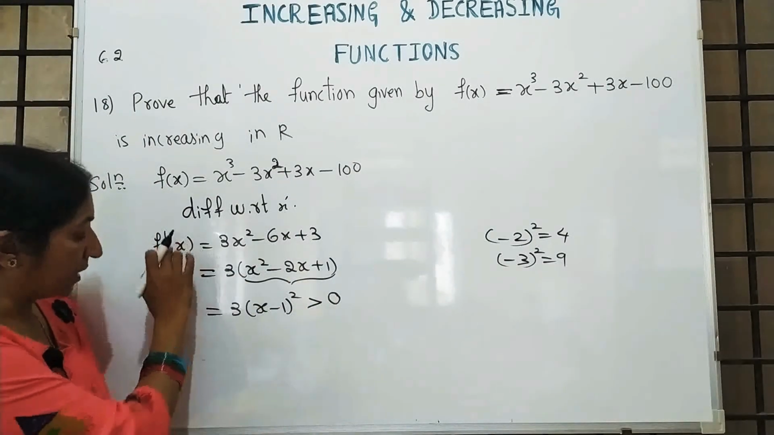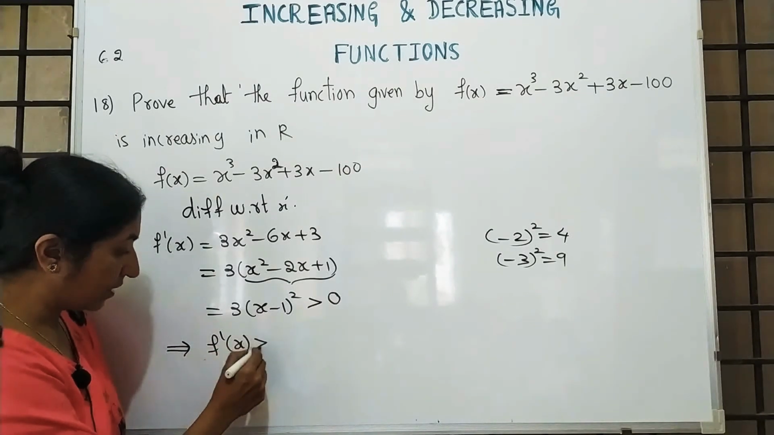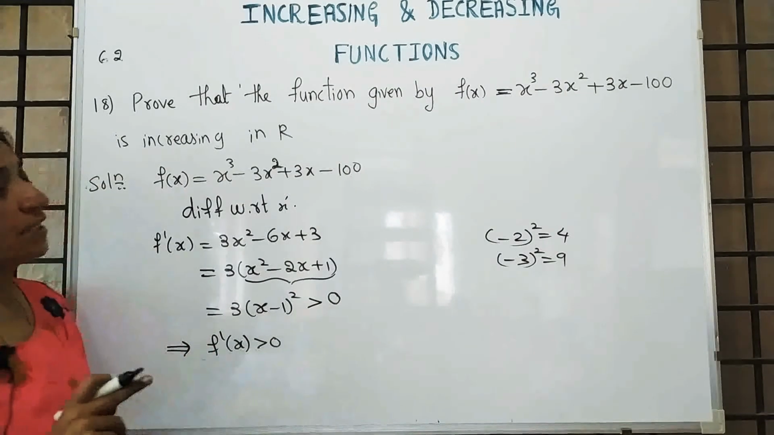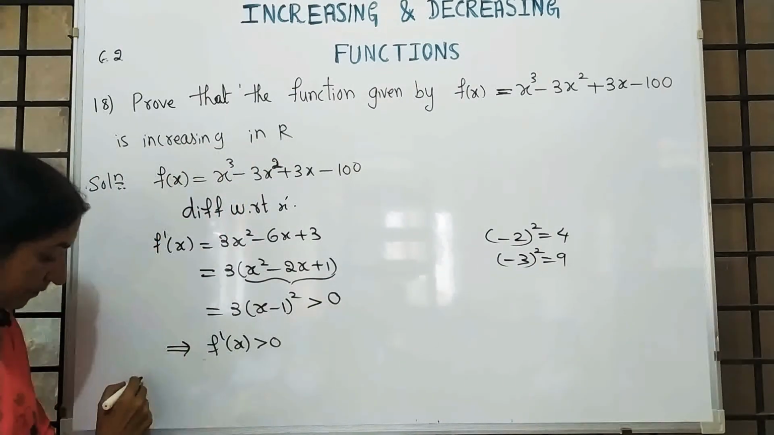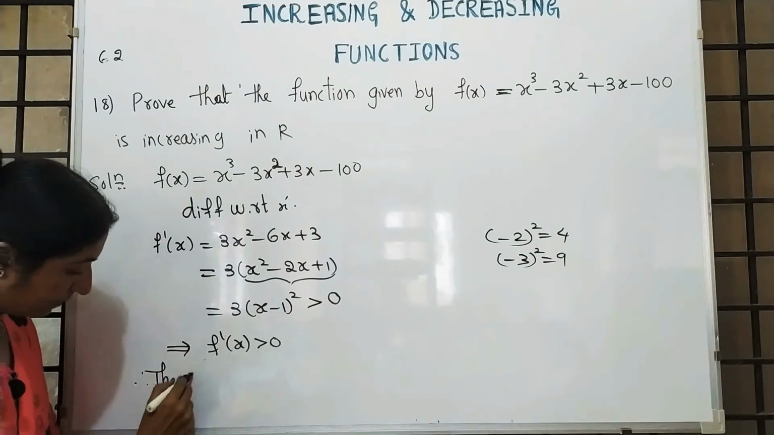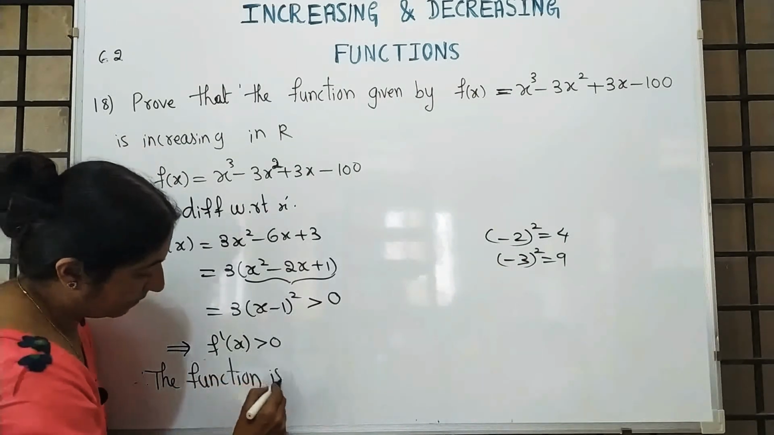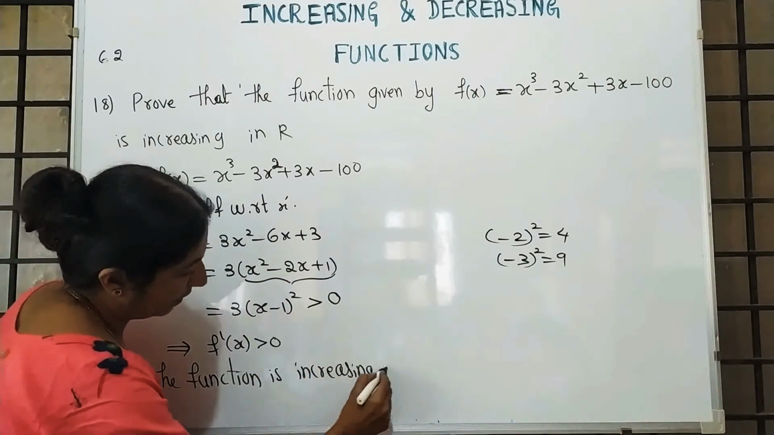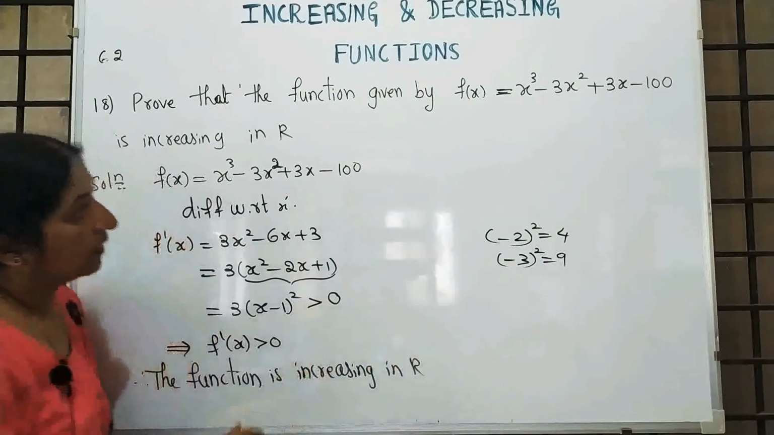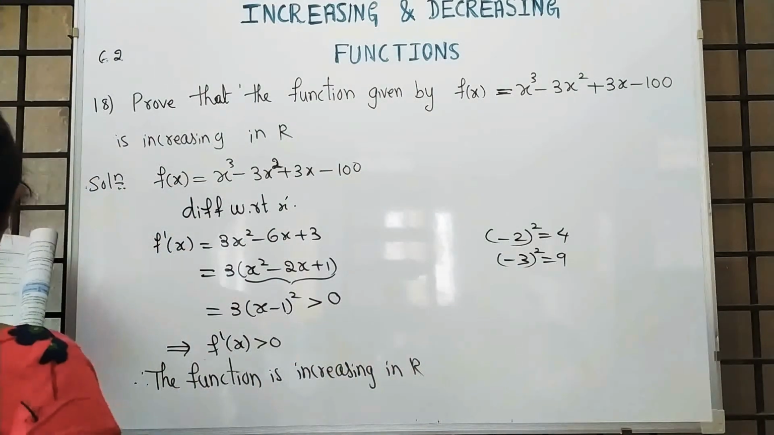And this value is nothing but the first derivative, which implies the first derivative is greater than 0. If the first derivative is greater than 0, it means the function is increasing in R. Moving to the next question, that is the last question in this exercise, question number 19.